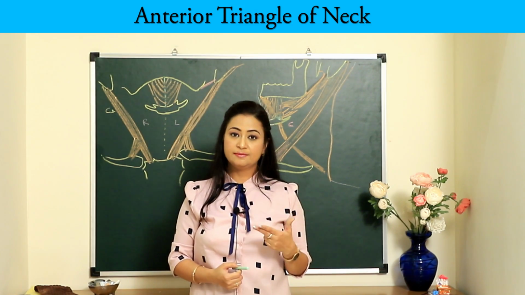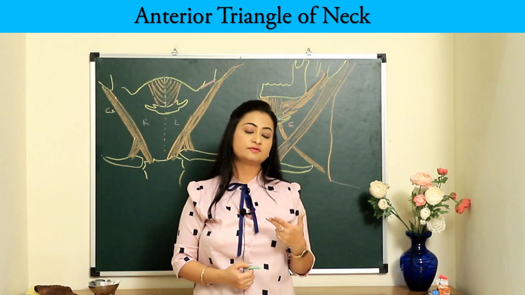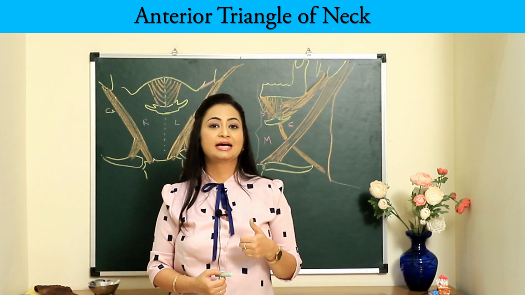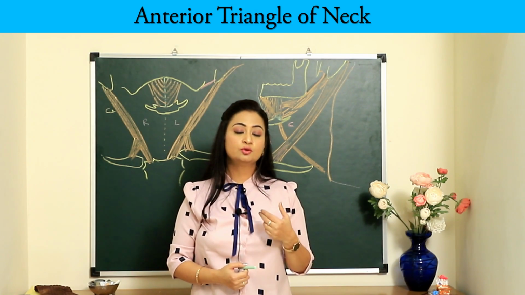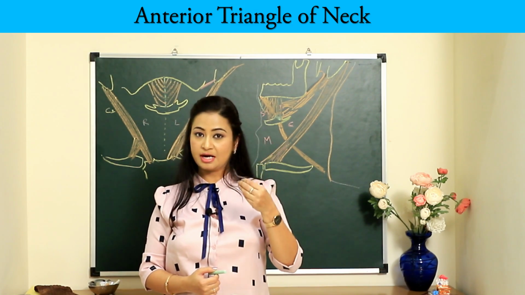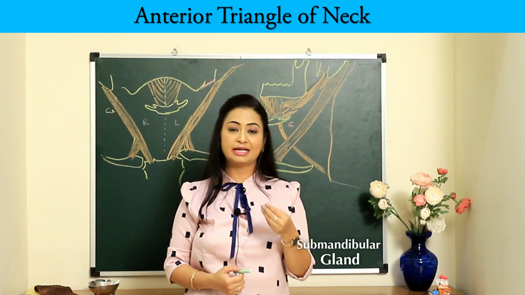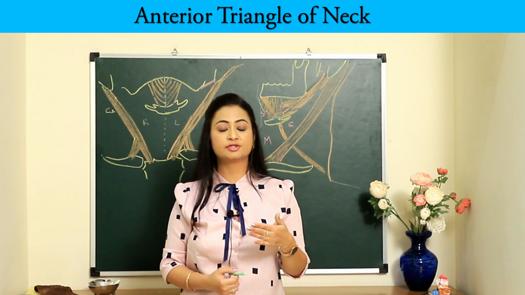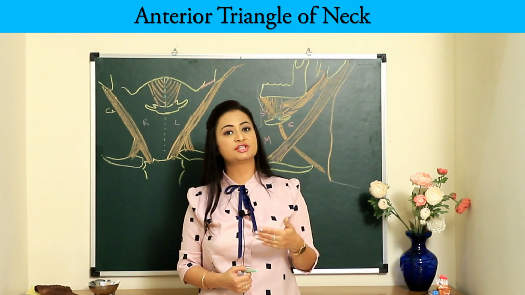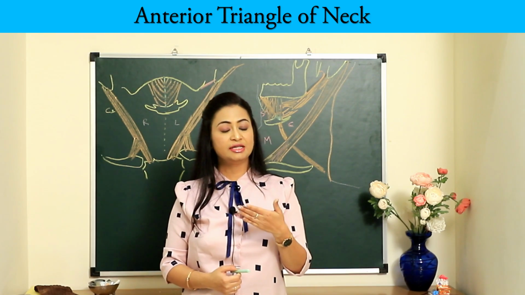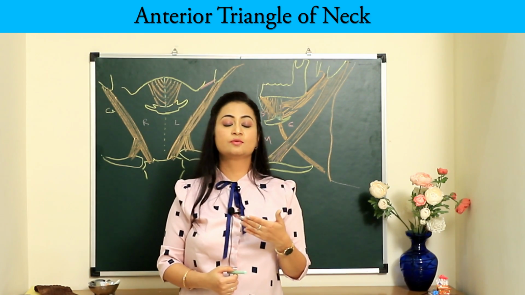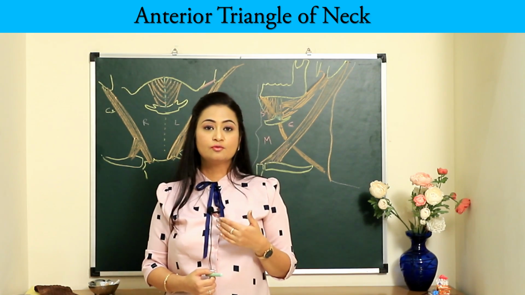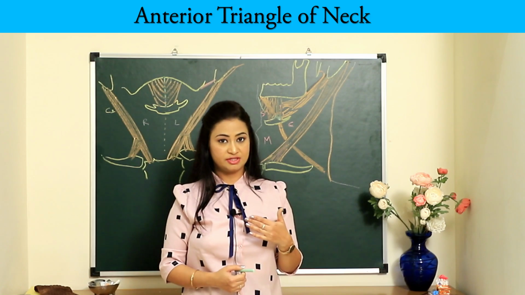Then we have the deep fascia, or the investing layer of the deep cervical fascia, which we must note splits in this region to enclose the superficial part of the submandibular gland. Okay, so these are the structures forming the roof of the triangle: skin, superficial fascia, platysma muscle, the cutaneous nerves, as well as the deep fascia of the neck. Alright, now we will talk about the contents of this triangle.